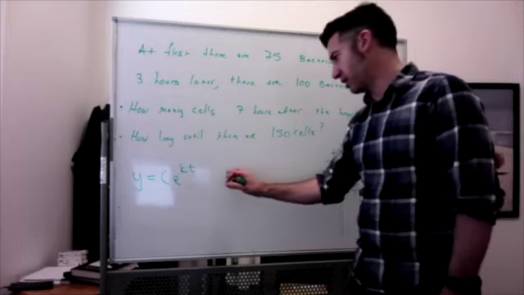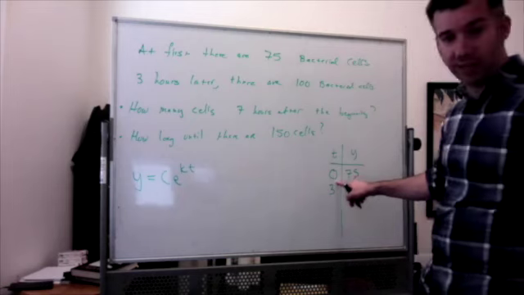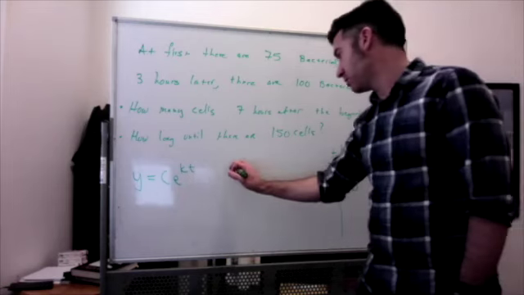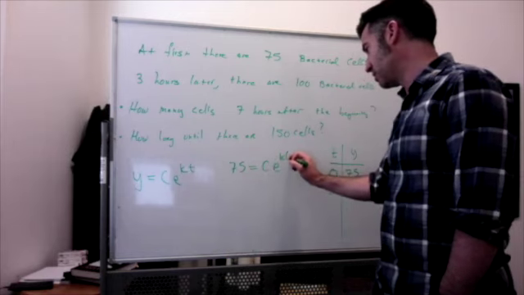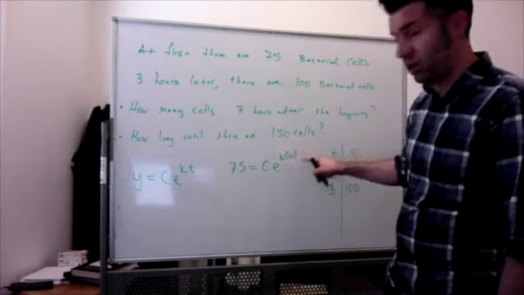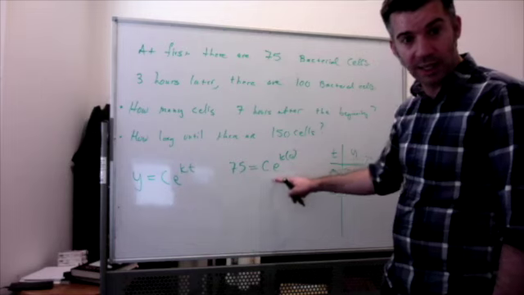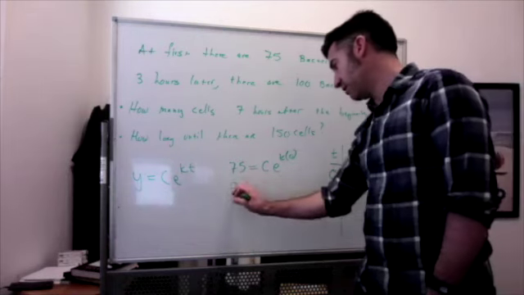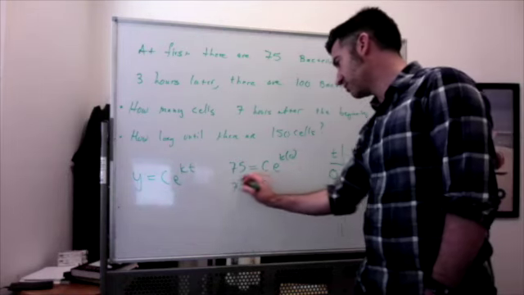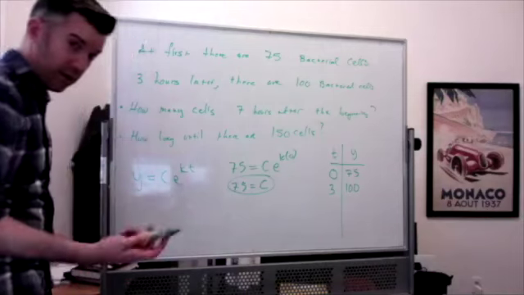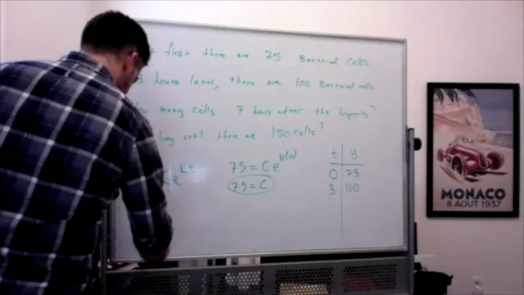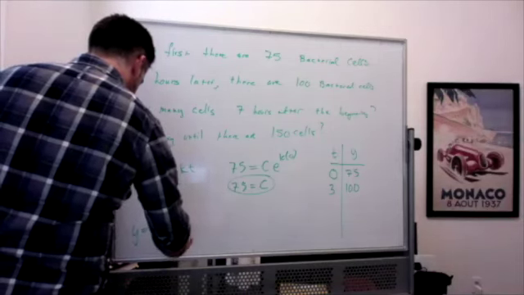But you could also plug in 0 for t and 75 for y. So 75 equals C times e to the k times 0. e to the 0th power is 1, and C times 1 is still C. So we get 75 is equal to C. Then we throw that into the model, so we're updating our model. The model now is y equals 75 e to the kt.